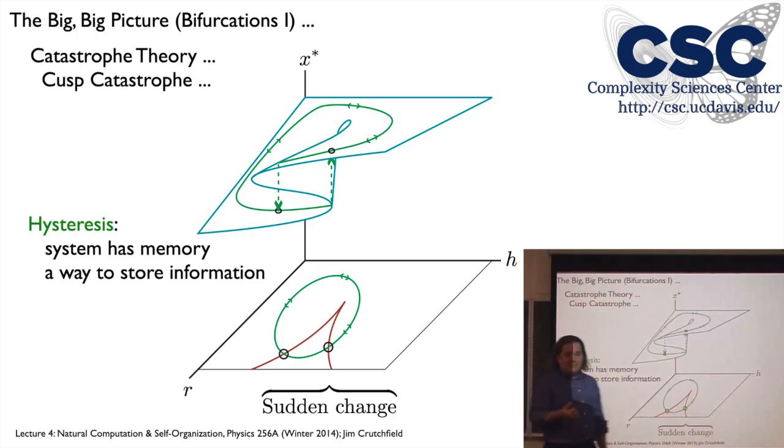So this is interesting. Technologically interesting. Because I have a system whose current stable state depends on the path I took in the control space to get there. That's called hysteresis. And this led to part of the computer revolution. Because this system, I can drive it around and store it in this state or this state, as in the one state or the zero state.